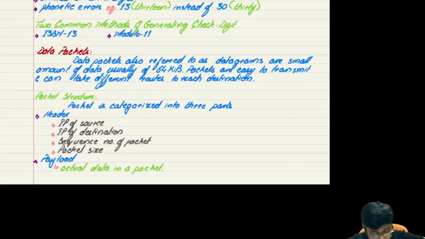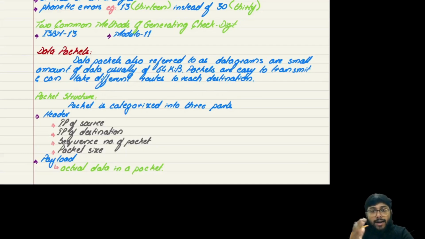Now today we are going to discuss the data packets. What are data packets? A data packet is actually a small amount of data that is also known as a datagram. Usually it is of 64 KB.